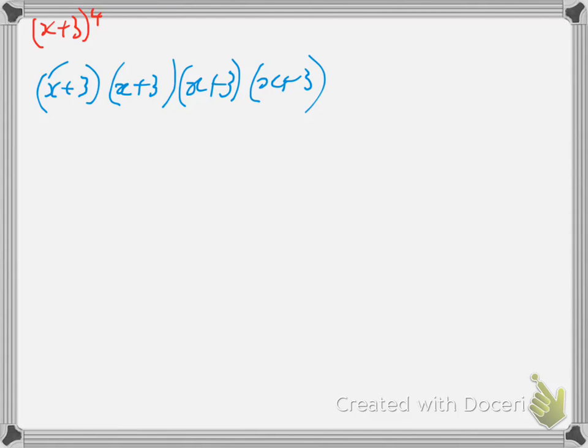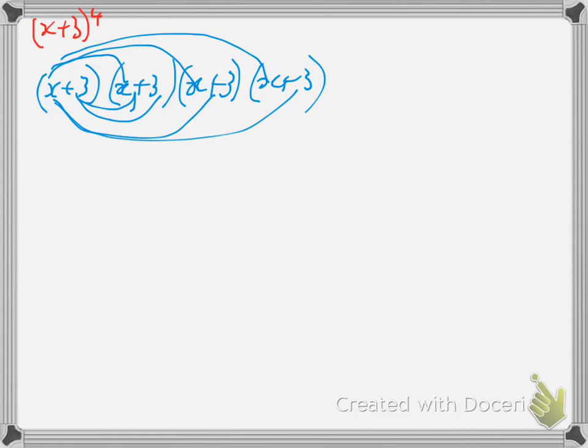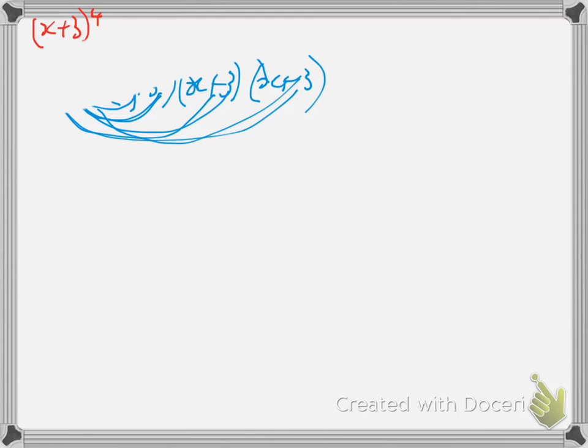When we expand that, we'd get x multiplied to x quite a few times. We'd get 3 multiplied to x quite a few times. And we'd also get 3 multiplied by 3 quite a few times. So instead of expanding it that way, which would take us quite a while, we're going to use the nCr function to tell us how many different ways x is multiplied to x, x is multiplied to 3, and 3 is multiplied to 3.